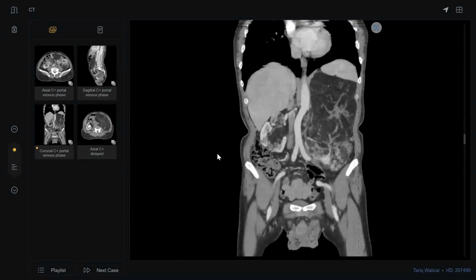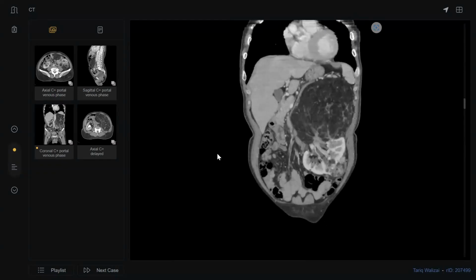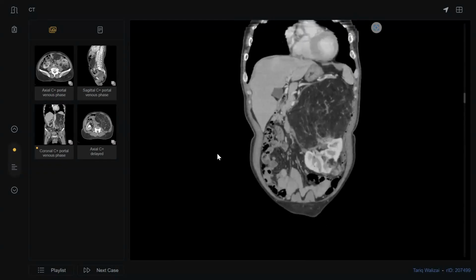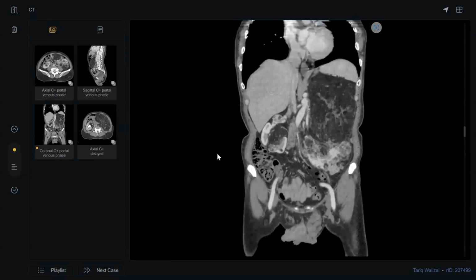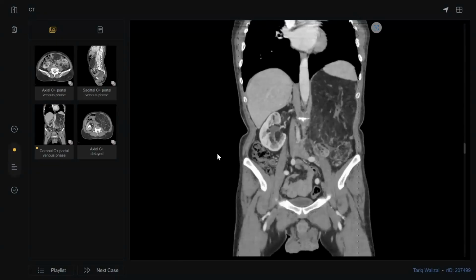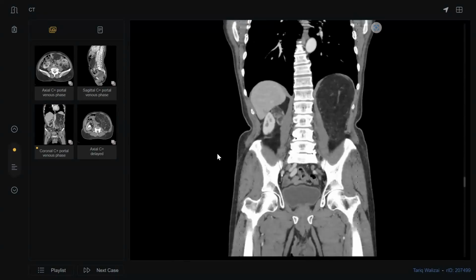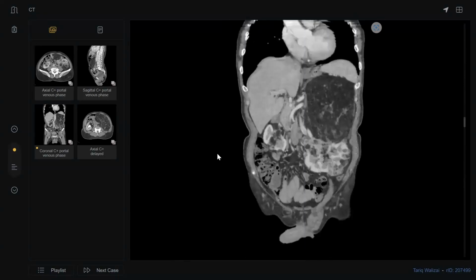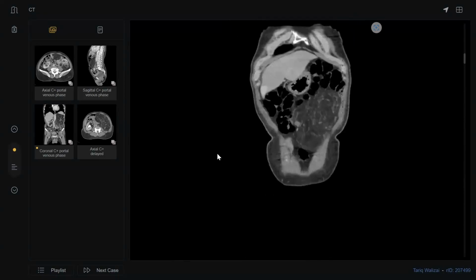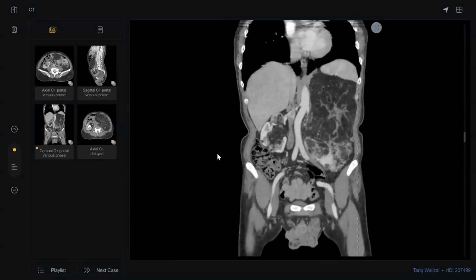I am thinking of renal angiomyolipoma, and I have to look for any active bleeding within the abdomen or hemoperitoneum, which could suggest that this could be due to a rupture. I have to look at the right kidney.